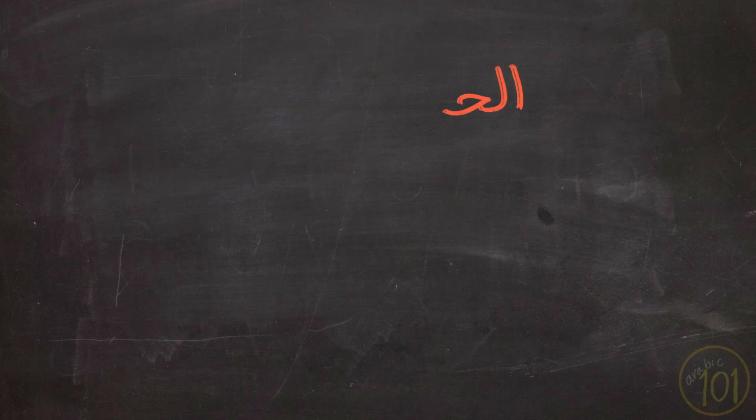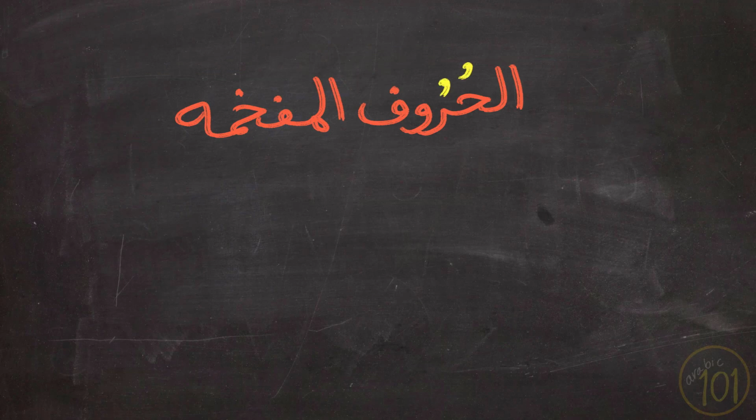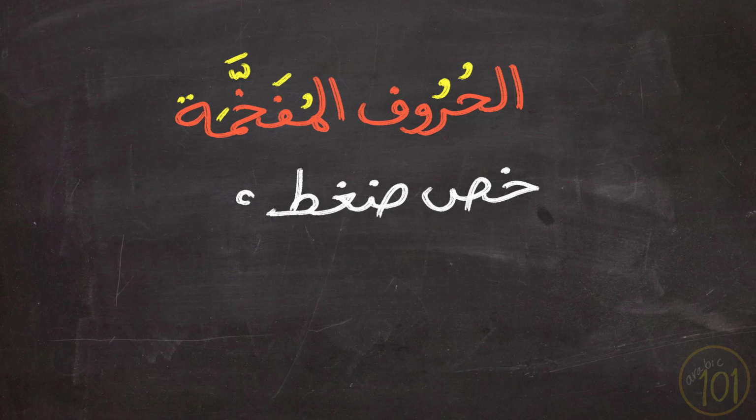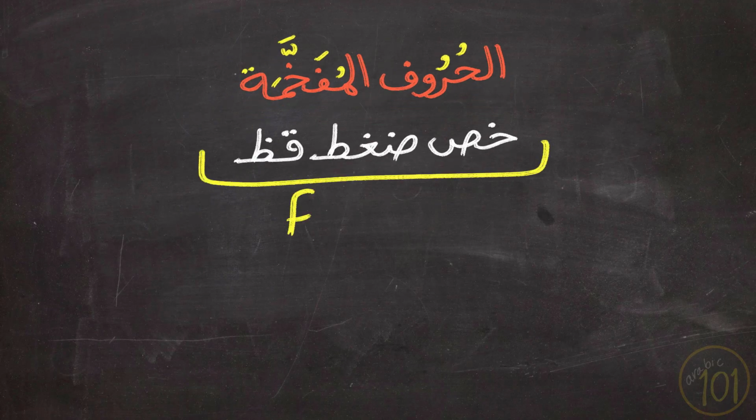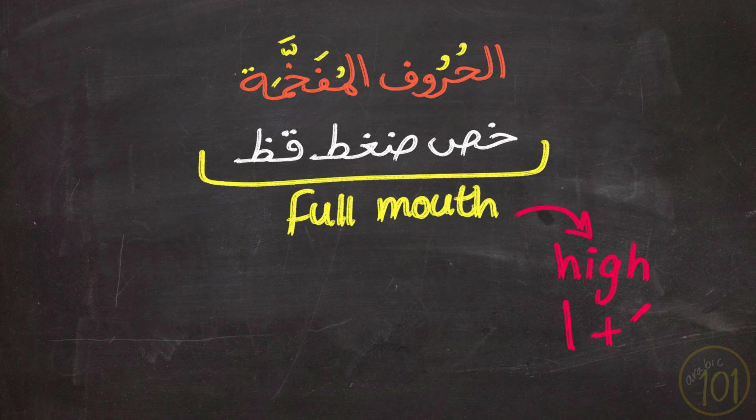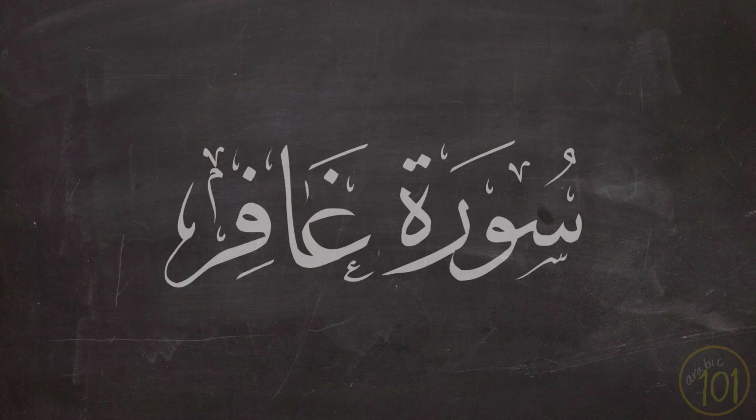So, full mouth letters or al-huruf al-mufakhama are 7. They form the word khus, ضغط, qadh. When you pronounce them, you try and fill your mouth with them. They are at their highest when they have fatha and or they are followed by an alif. And they are at the lowest if they have kasra. Now it's time for the recitation of this episode. Today's recitation is from Surah Ghafir.